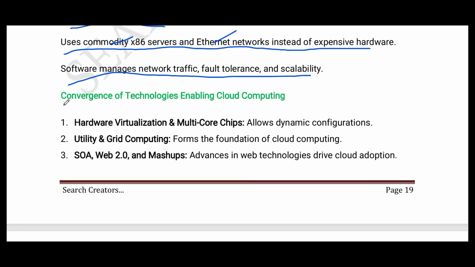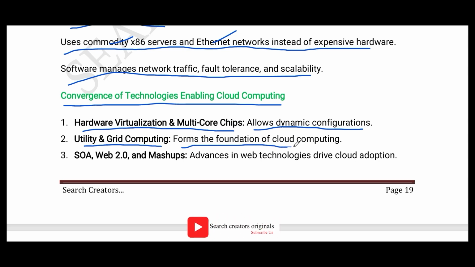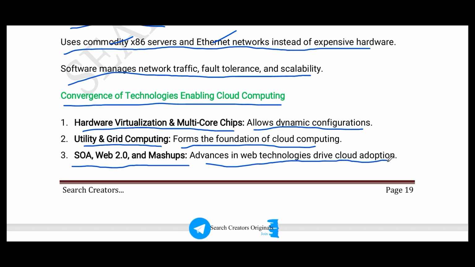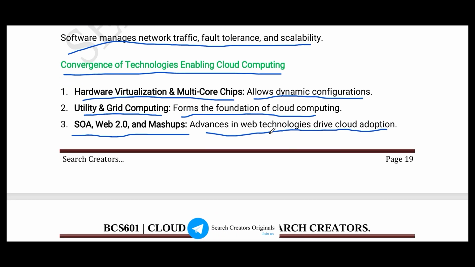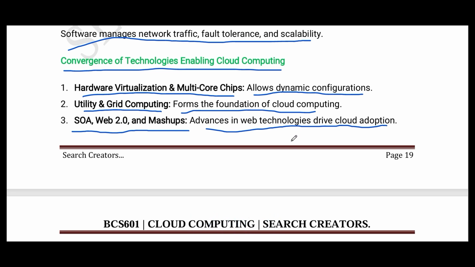Next is convergence of technologies enabling cloud computing. Hardware virtualization and multi-core chips allow dynamic configuration, utility and grid computing. It forms the foundation of cloud computing. SOA, Web 2.0 and mashups: advances in web technologies drive cloud adoption.